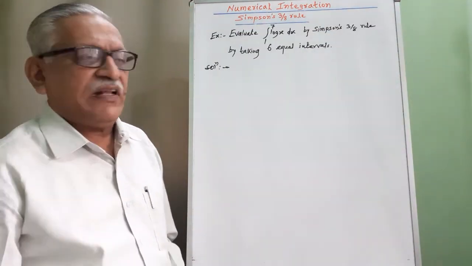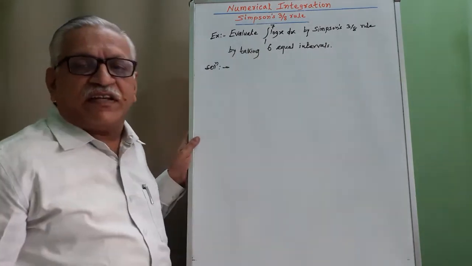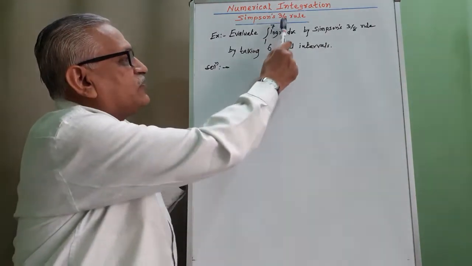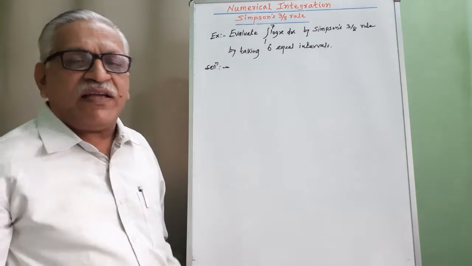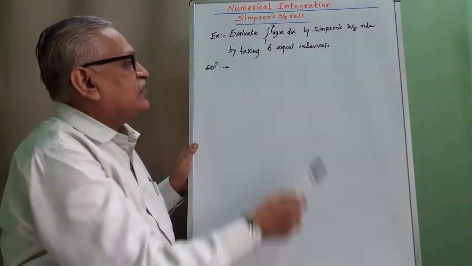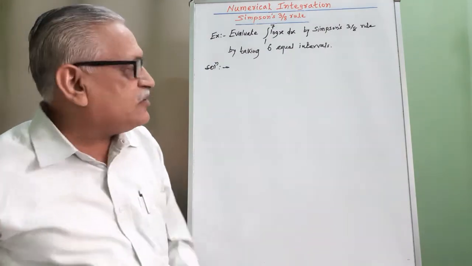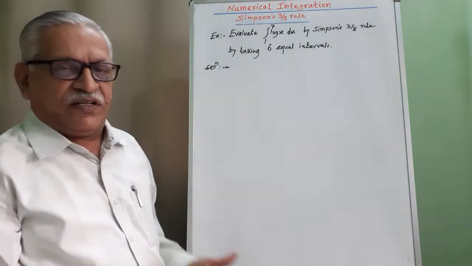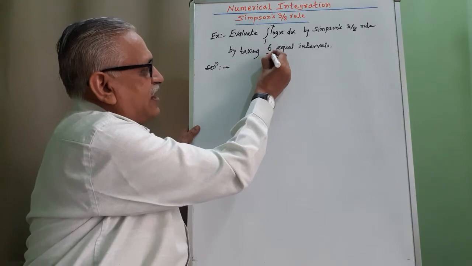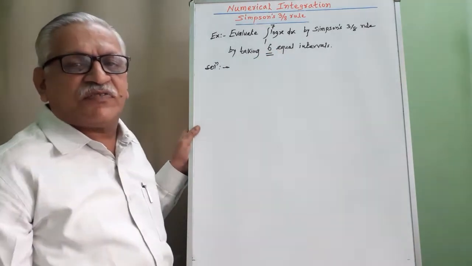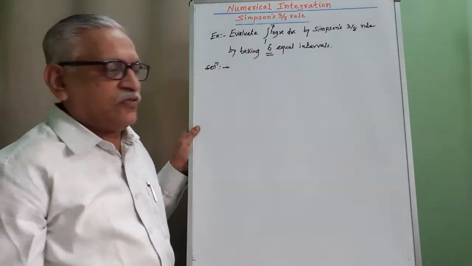Let us solve the example. Evaluate the integration of log x between limits 1 to 7 with respect to x by Simpson's 3 by 8 rule, by taking 6 equal subintervals. Here the value of n is a multiple of 3, and therefore we can apply Simpson's 3 by 8 rule.